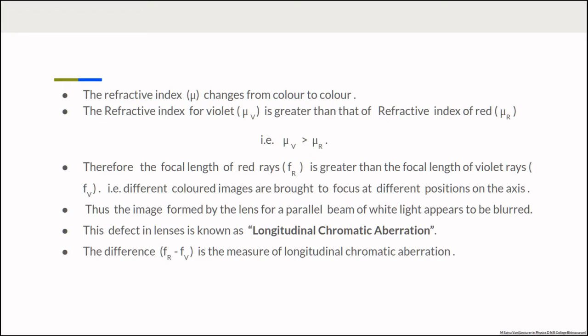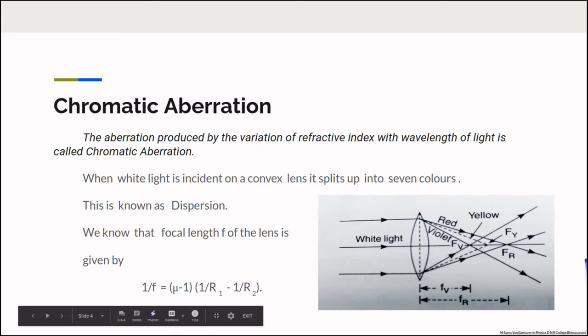We know that the refractive index mu changes from color to color. Refractive index for violet is greater than refractive index for red, that is mu_v is greater than mu_r. Therefore, focal length, which is inversely proportional to refractive index, gives f_r greater than f_v. That means different colored images are brought to focus at different positions on the principal axis as shown in the figure.